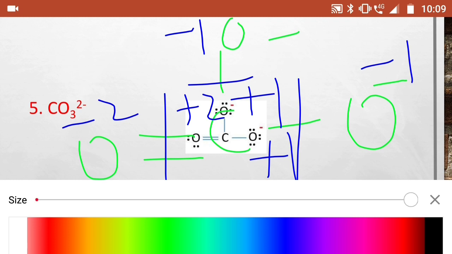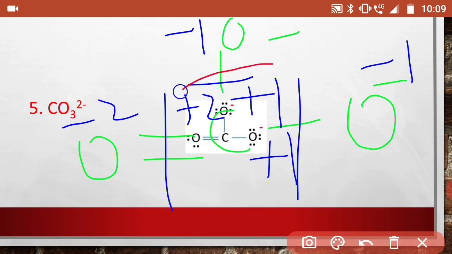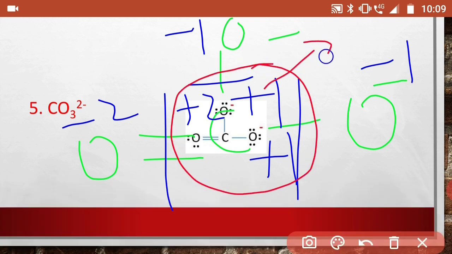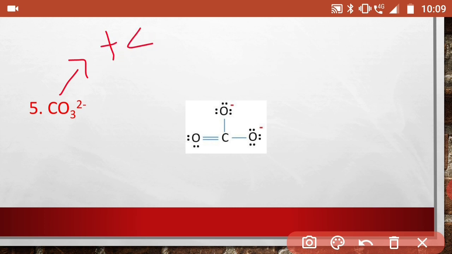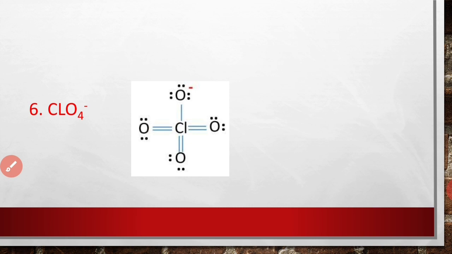And when we see the overall charge on carbon, it is plus 4 and oxygen has minus 2. So from there we can say in carbonate ion carbon has plus 4 oxidation state, oxygen has minus 2 oxidation state. Next we will talk about the chlorate ion.